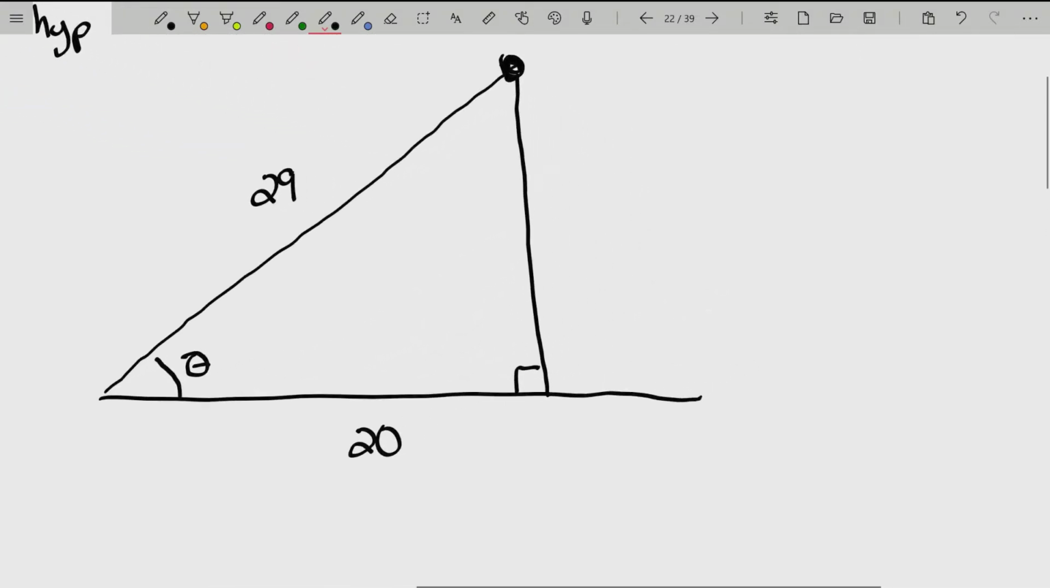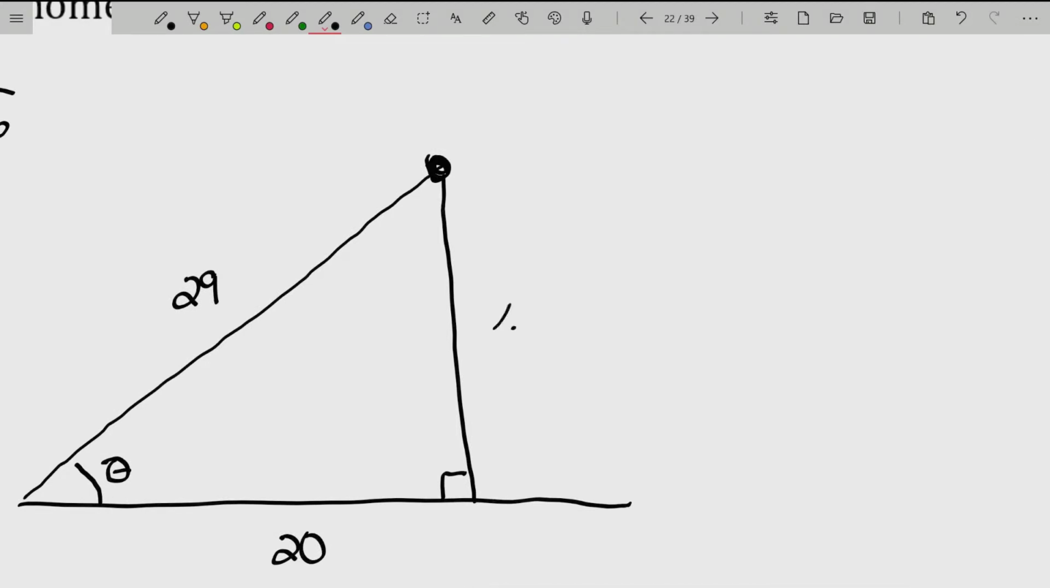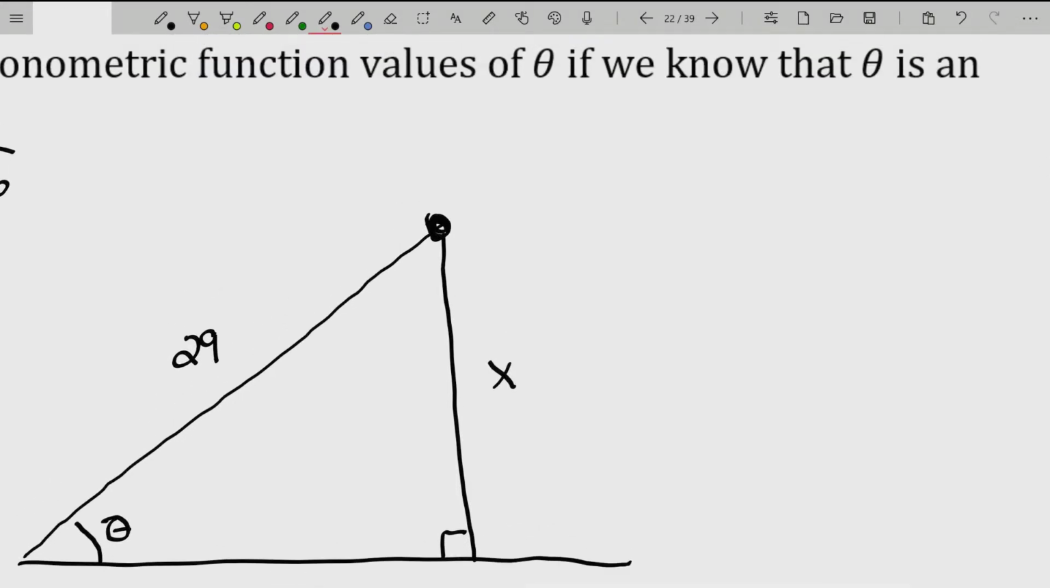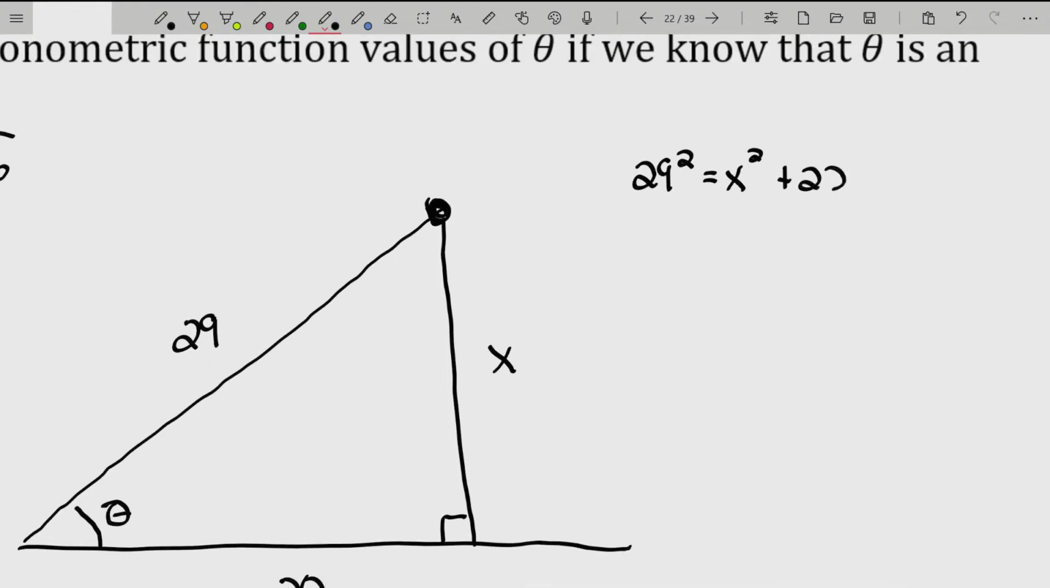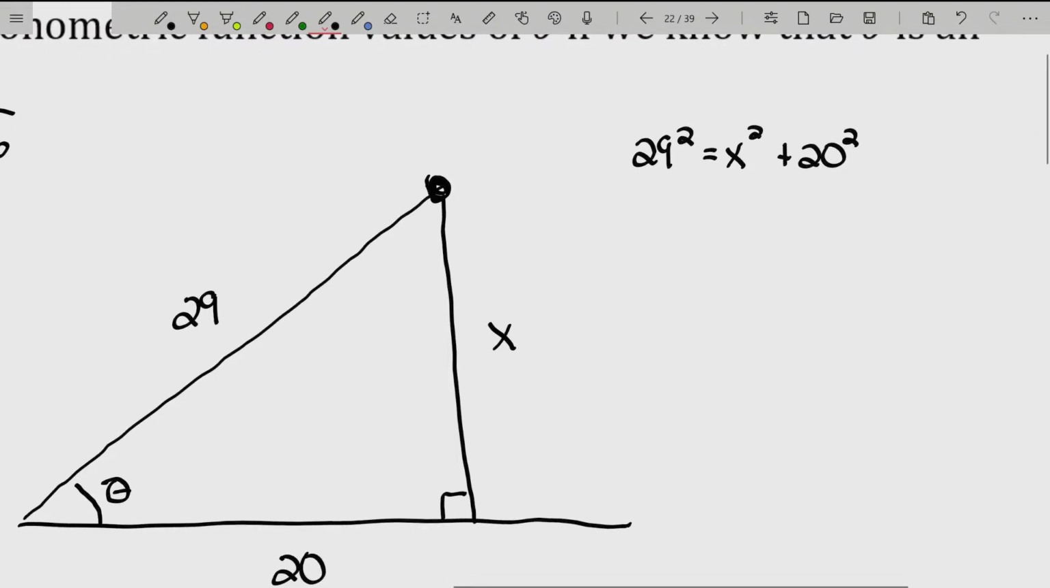So let's go ahead and use the Pythagorean theorem to find this missing side x. Pythagorean theorem tells us that 29 squared should equal x squared plus 20 squared, right? Hypotenuse squared is equal to side squared plus side squared. That is 29 squared minus 20 squared should equal x squared. And then we'll take the square root of both sides so that we can go ahead and compute this.